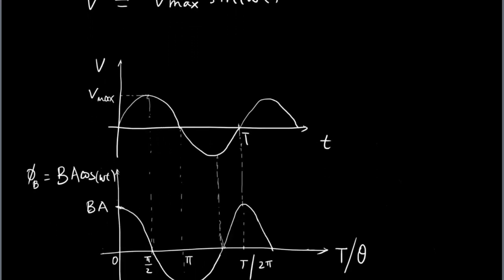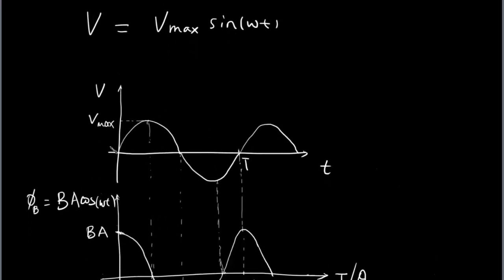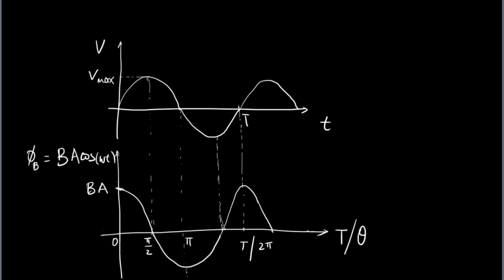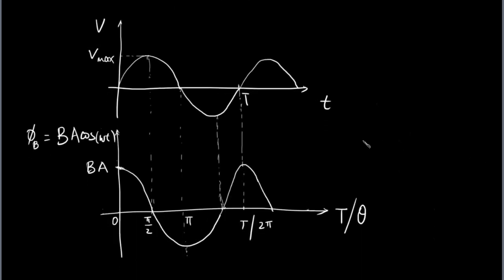And this is the diagram of V of t. This is t, this is period T, and this is Vmax. Let's compare the diagram of phi B with the diagram of V. Phi B is a function of t or theta. Theta and t, theta is omega t.